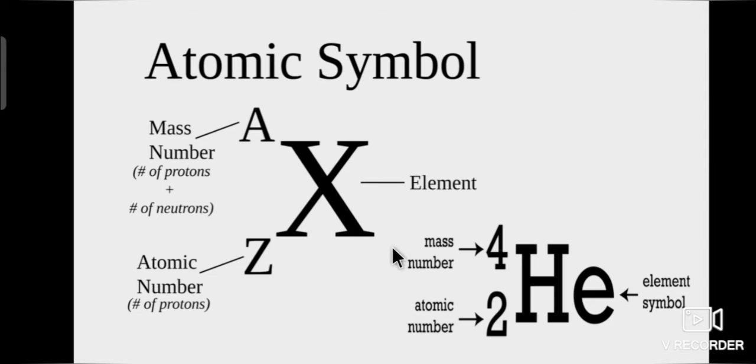See the picture, students. Elements are always represented like this. Here X is an element denoted by a single letter or 2 letters. The lower number denotes the atomic number and the upper number denotes the mass number. See the example. Helium, capital H small e, is the element symbol. 2 is the atomic number. 4 is the mass number.